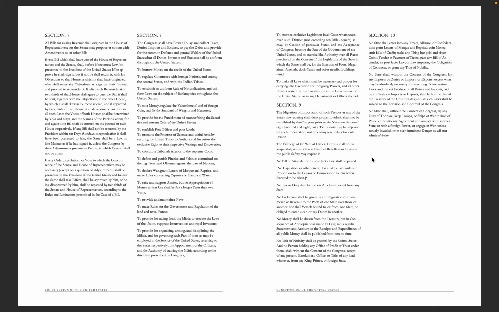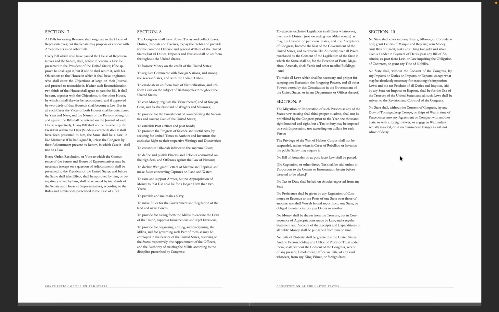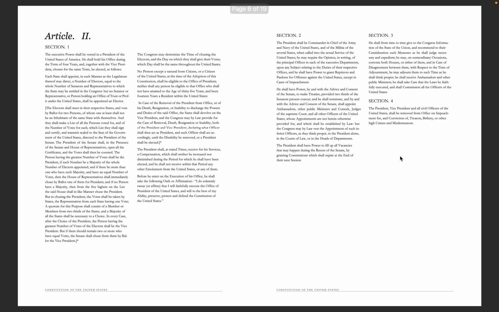Section 10 is essentially establishing federal authority over the states and showing that these states are not their own country. It's essentially barring state governments from doing certain things, like keep troops, have their own letters of marque, and other things. So that's all for Article 1.